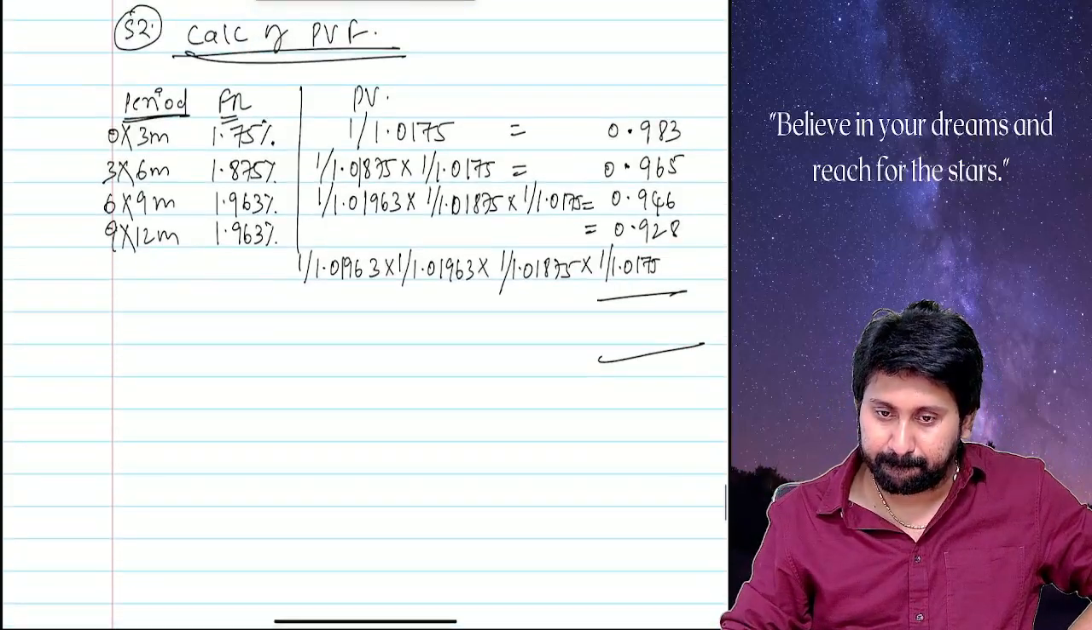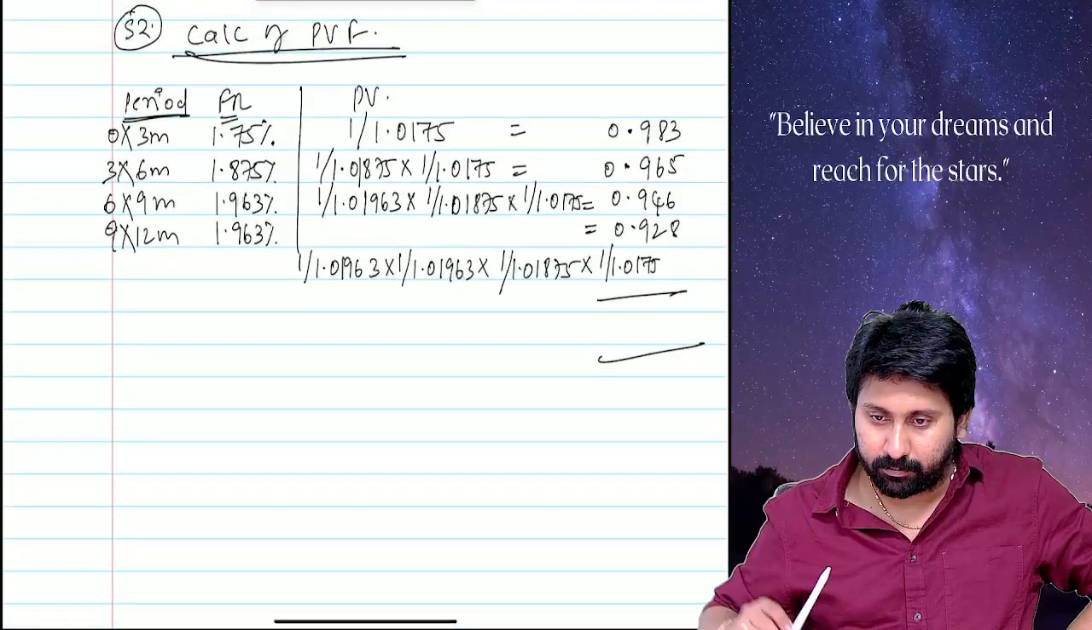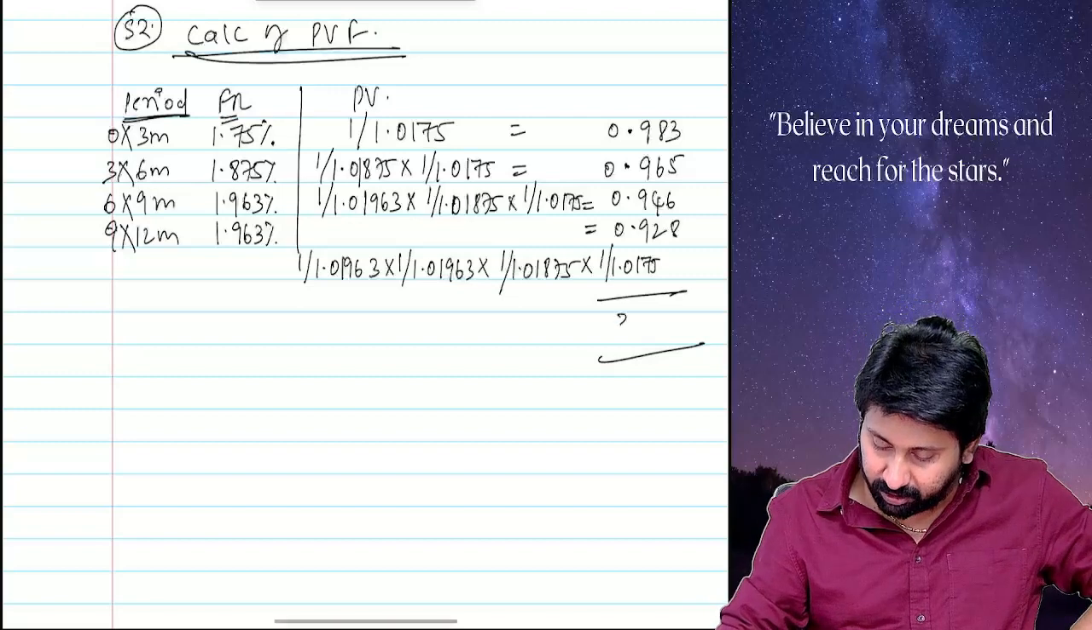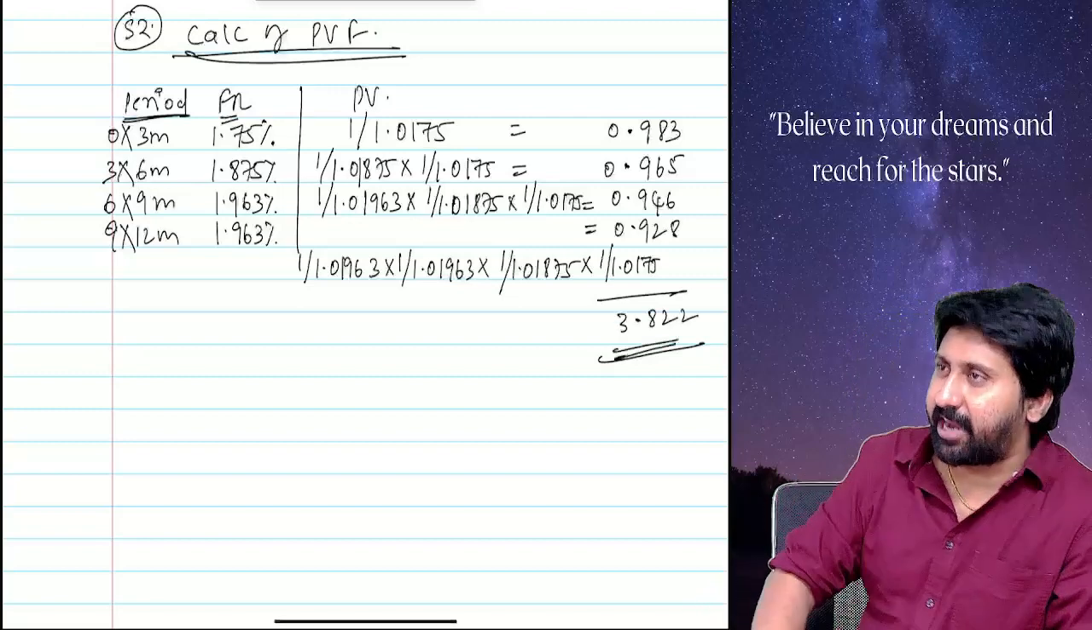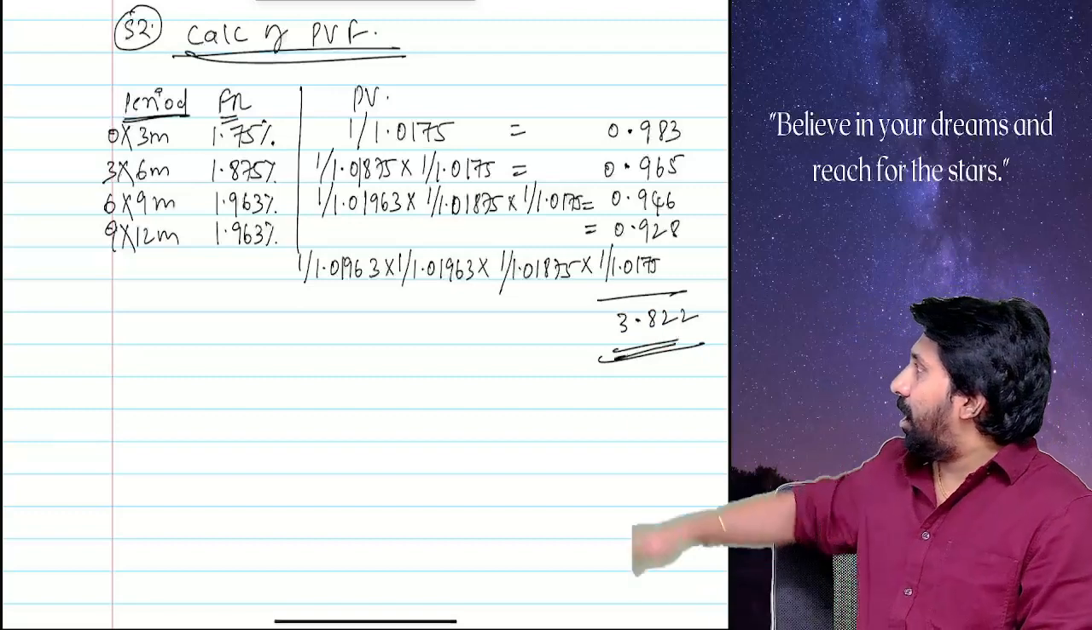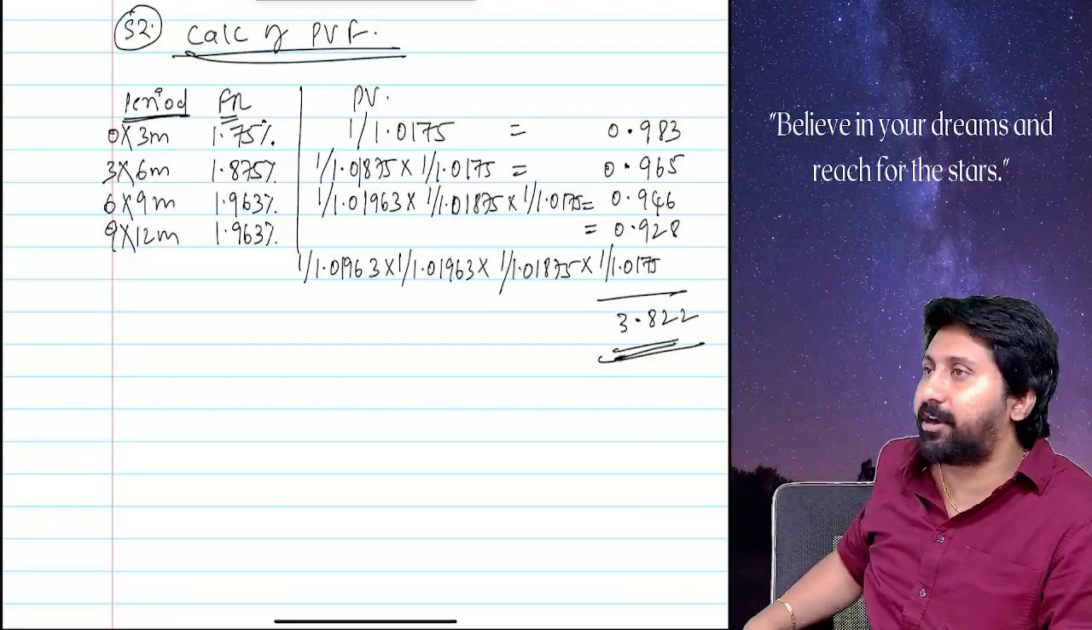3.8. 3.822. Just for calculation sake I kept. Okay. First tell me, all the 4 years rates, do you understand how to do?